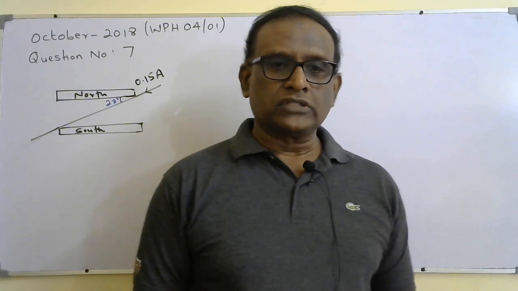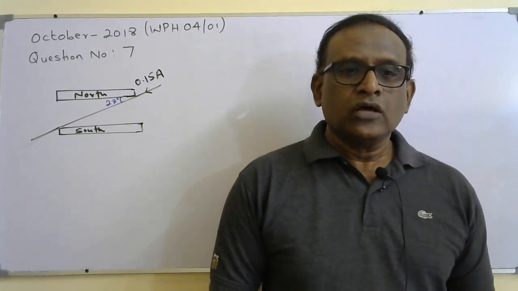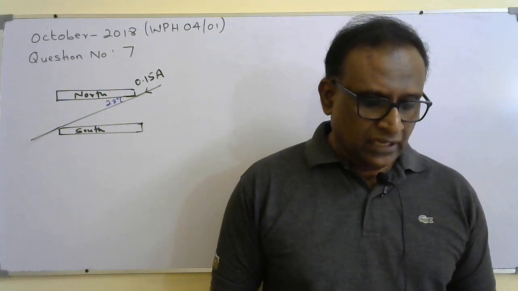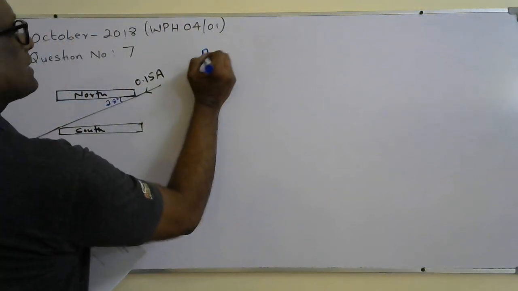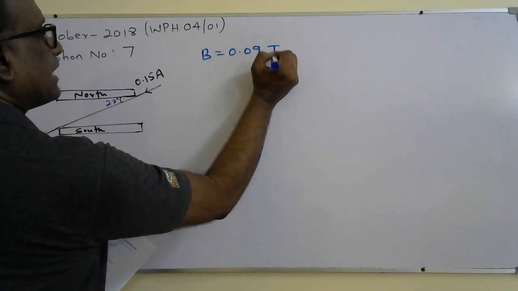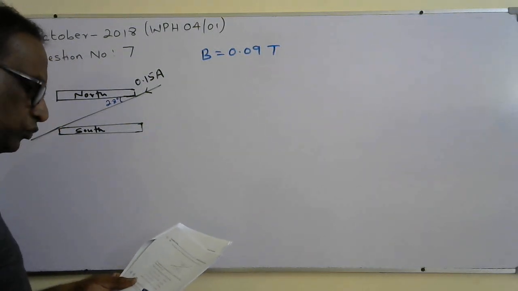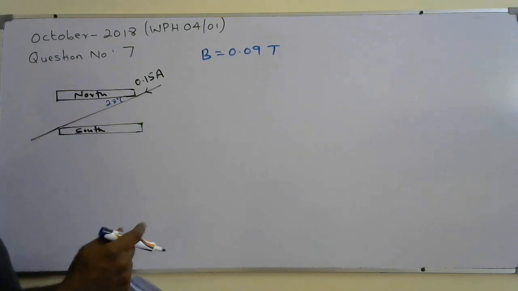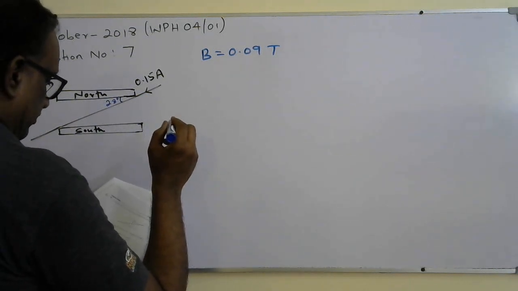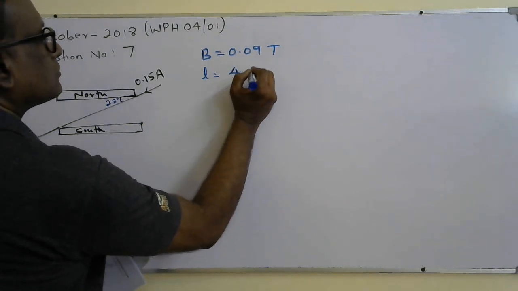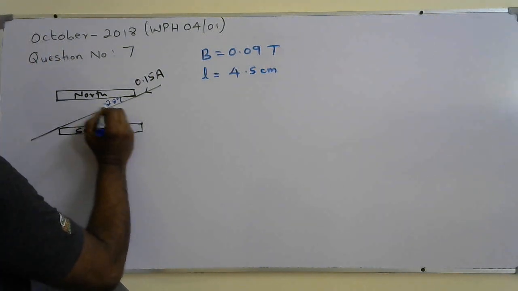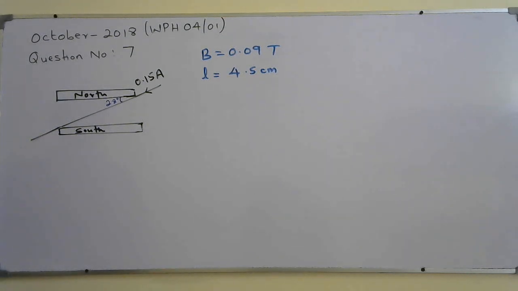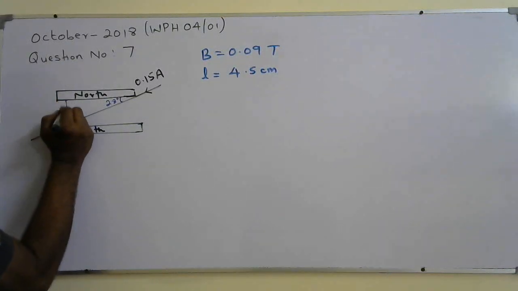Okay, next question is October 2018, WPH0401. Question number 7, this diagram is given. The magnetic flux density between the poles is 0.09 tesla, so B is 0.09 tesla. The length of the wire within the magnetic field is 4.5 centimeter. And the wire is making an angle of 28 degrees with the North Pole magnet. So the field lines will be from North to South. We know that.